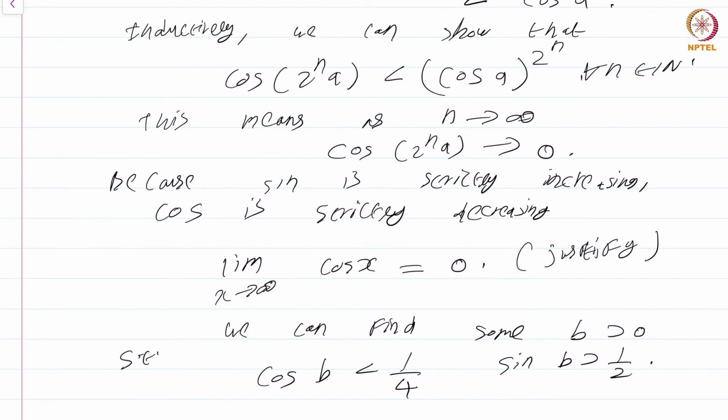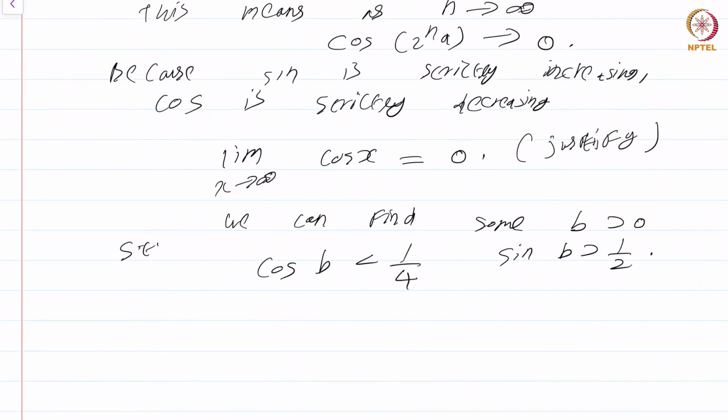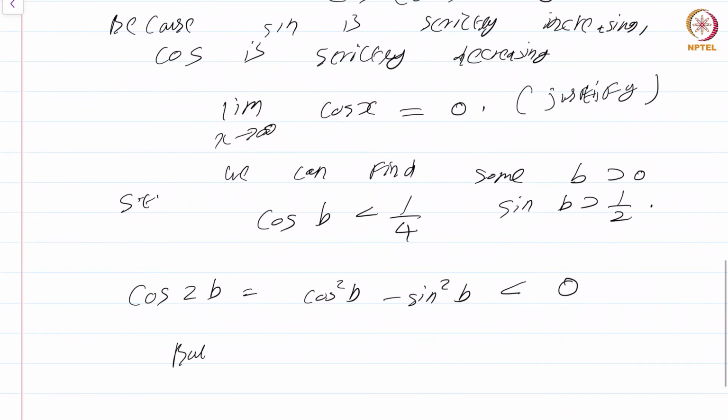Okay, how does this help us? Well, again you apply the identity. Cos 2b is cos squared b minus sine squared b. But cos squared b minus sine squared b, when you substitute 1 by 4 and 1 by 2, this will be less than 0. Okay, but cos x is strictly greater than 0 for all x. That's how we started. This is a contradiction.